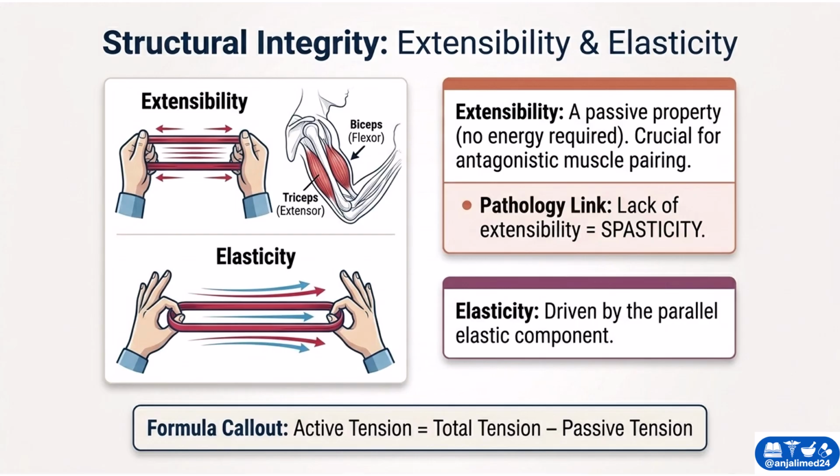So the key takeaway is simple. Extensibility means stretch. Elasticity means recoil. Both are essential for normal posture, movement, and muscle stability.